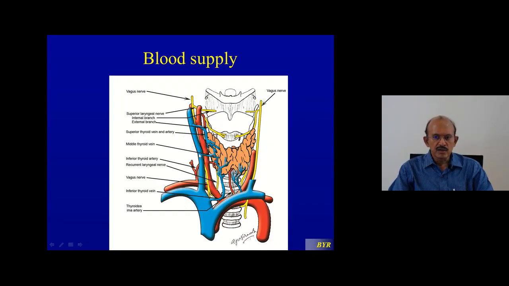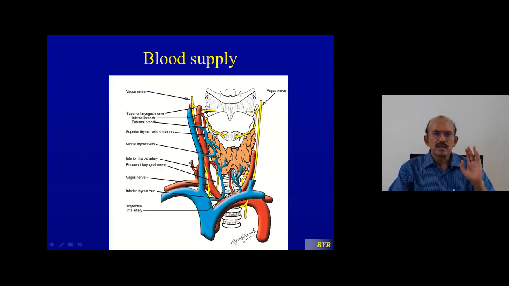The common carotid artery has no branches in the neck. The internal carotid artery has no branches in the neck. The external carotid artery has branches. So we have three carotids in the neck: external, internal, and common. In these three, only the external carotid artery has branches. The other two have no branches.